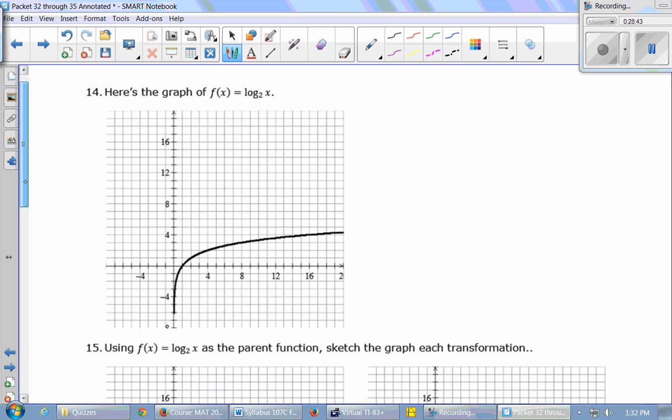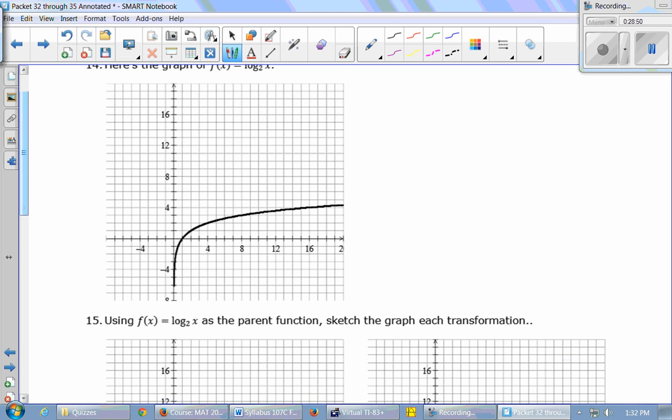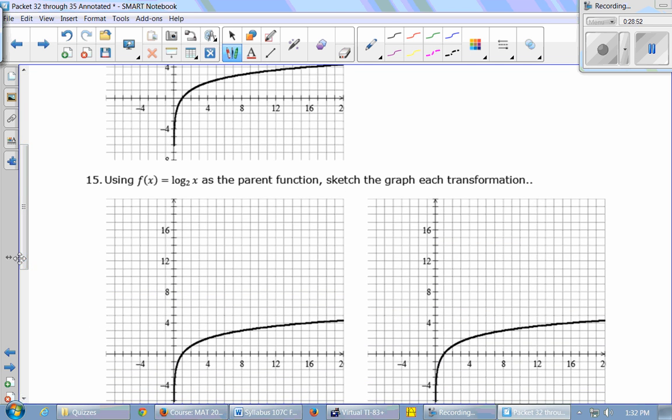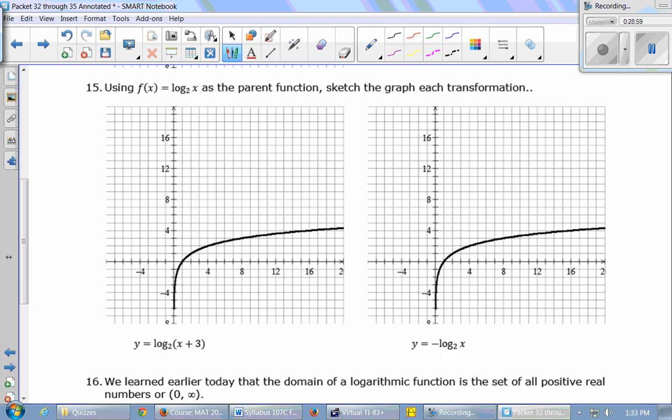All right, here's the graph of f of x equals log base 2 of x. We sketched this earlier by doing a reflection of 2 to the x. So we could now use this as a new parent function to sketch transformations. If I put the parent on both of these to help guide us, and I wanted to do log base 2 of (x plus 3), how would I transform log base 2 of x to get 3 to the left? I can just pick a few nice points on this graph and move each one 3 to the left.